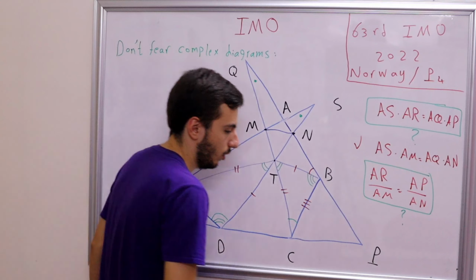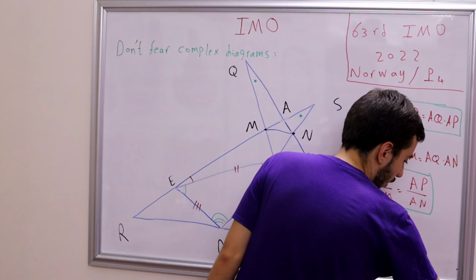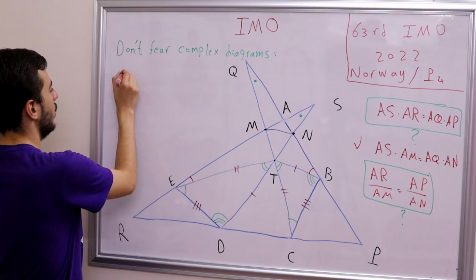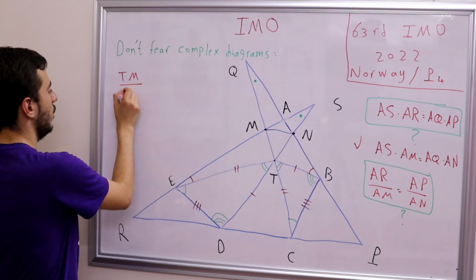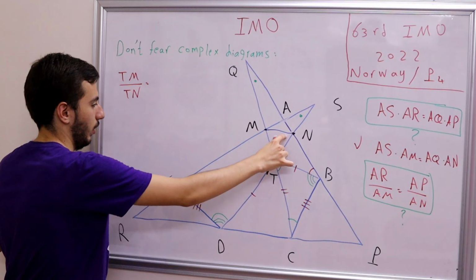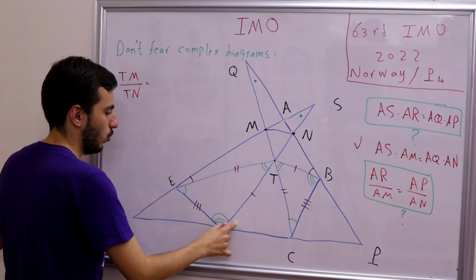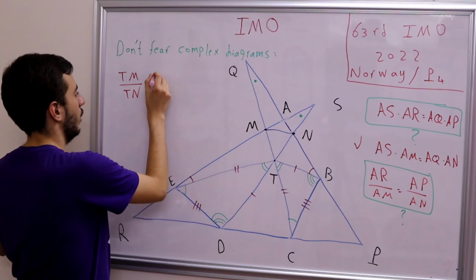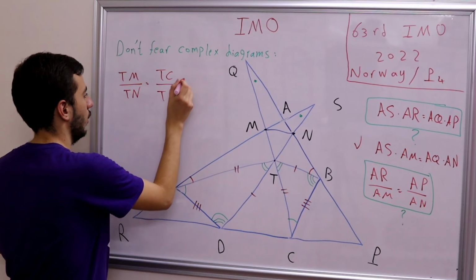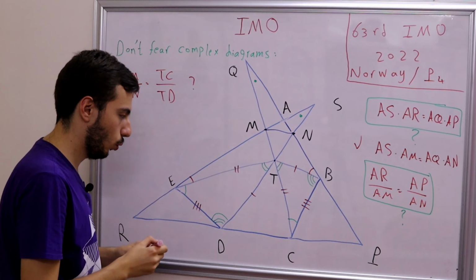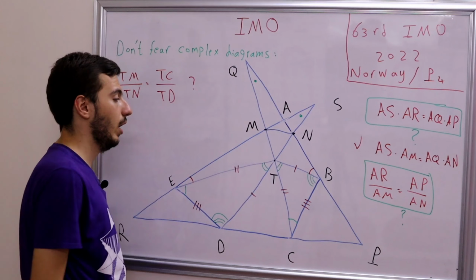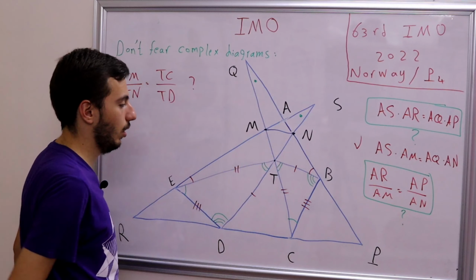So let's write that down. What we need to show is the following. TM over TN is equal to, okay, TM will be opposite to this angle, which is the same as this one, so TC over TD. We need to show that this is true. If we can show that this is true, then we're done. We will have shown that these two are similar, and that means that these two are parallel.